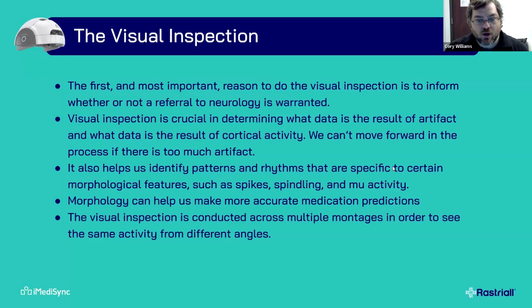The other reason that we want to look at raw data is because the morphology, right, how the waves are shaped, can be an important thing. There are some types of EEG activity, such as mu rhythm, in which the morphology matters a great deal. How the waves are shaped influences how the client perceives the world. And so looking at the raw data is the only way to see that. It also helps us to make medication predictions. And typically when we do this, we look across multiple montages, or ways of organizing the data, so we can see it from different angles, so that we can be very confident in what it is that we're seeing.